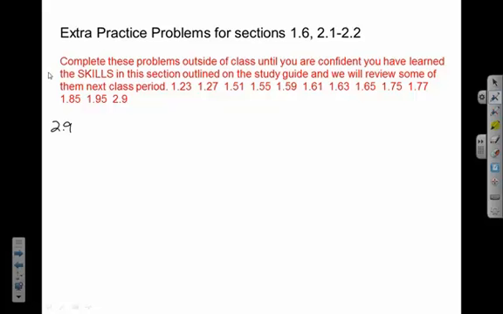So 2.9 says the radius of an atom is on the order of 10,000 times as large as its nucleus. If an atom were enlarged such that the radius of its nucleus were 1 centimeter, what would be the radius of the atom in meters and in miles? And then they give us a relationship there between miles and meters.